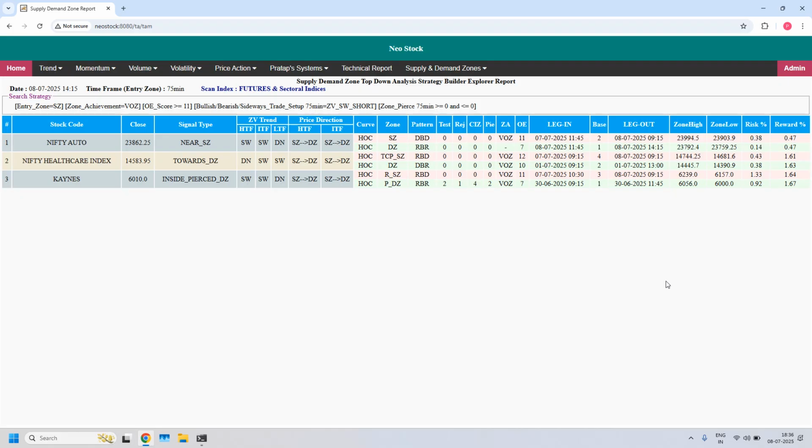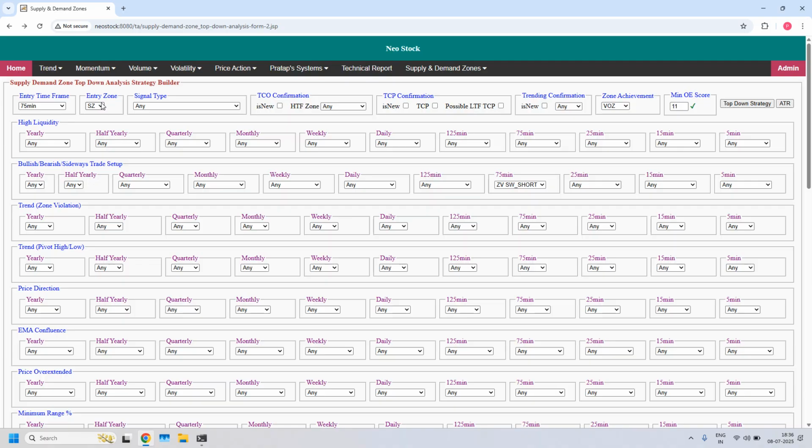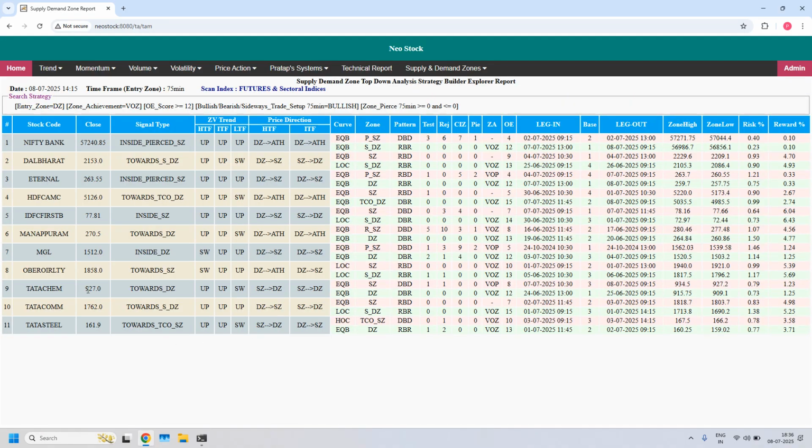Next, bullish trade setup for weekly income trade. Changes are 75 minutes demand zone, here bullish, and minimum odd enhanced score 12. Let's filter. We got 11 stocks, bullish trade setup for weekly income trade. Entry time frame zones are 75 minutes demand zones. So total 11 stocks we got.